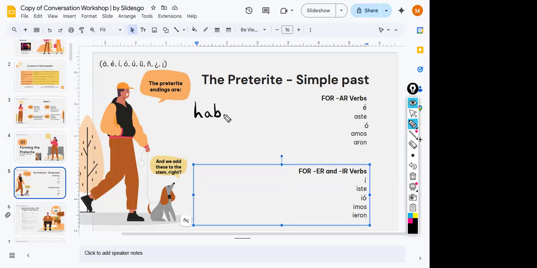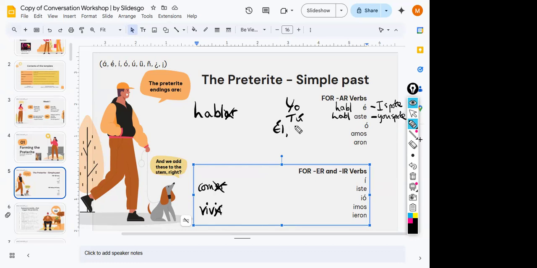So to get the stem, we just take off the ending. So for hablar, we take off the AR. For comer, we take off the ER. For vivir, we take off the IR. And then we add these endings to the stem, right? So the yo form is é with an accent as the ending. So it becomes yo hablé. One word, right? I spoke, right? Tú hablaste. You spoke.